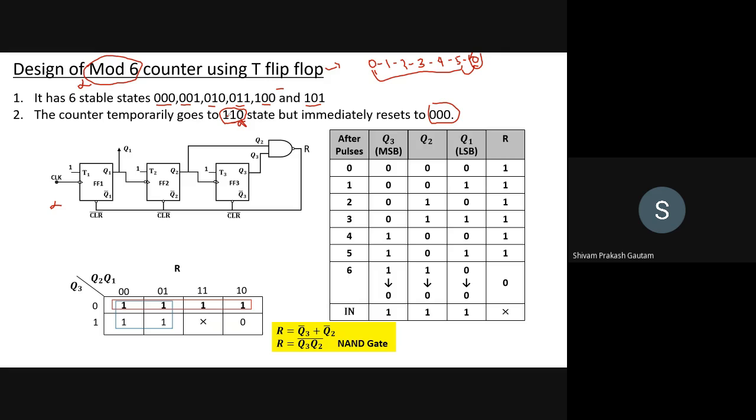Now, whenever this condition is arising, we want our counter to immediately go to 0. This is the condition, right? Whenever the output of the counter is going to the 110 state, we do not want this state. So we will design the circuit in such a way that whenever our flip-flop tries to go to this state, it should go to 0, 0, 0 instantaneously, right? For a shorter duration, it will go to this state, but that will be an unstable state. You can call that state an unstable state. And you can call these 6 states stable states, right?